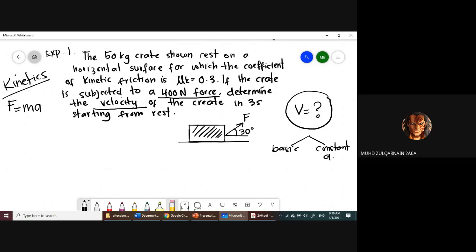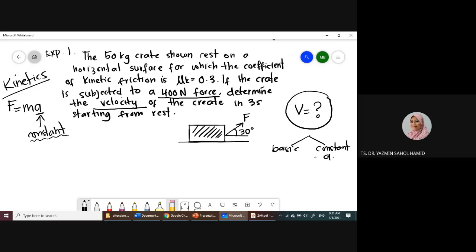Because the velocity is increasing. No, because the acceleration is constant. Because the acceleration is constant, you are going to use the constant acceleration formula.